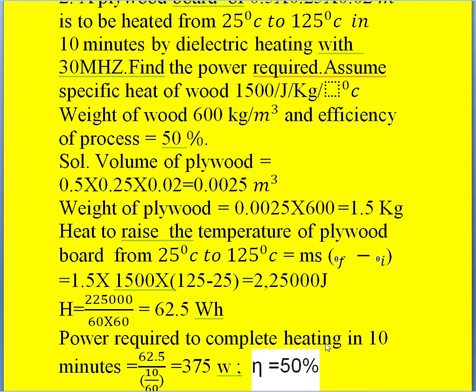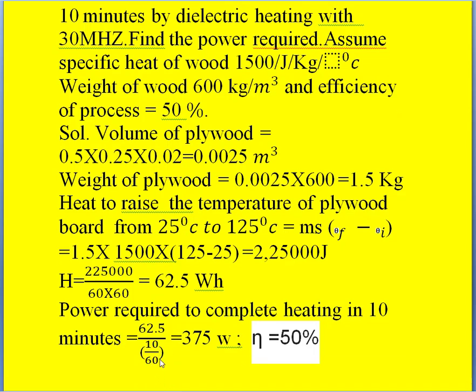So the power required to complete heating in 10 minutes is equal to 62.5 divided by 10 by 60. Here he wants to complete the heating in 10 minutes, so you have to convert that 10 minutes into hours. So 10 by 60 will give you the hours. In the numerator, the units are watt hours, and in the denominator, we have hours. When we simplify it, we get 375 watts. This is the power required to complete the process of heating the dielectric material.